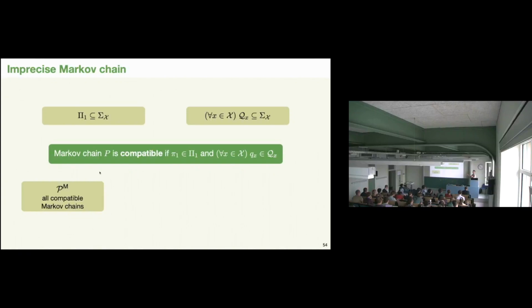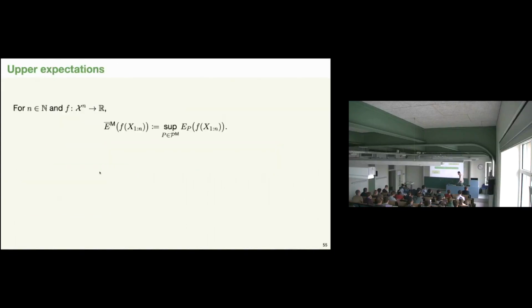We want to do inference, right? We want to compute the expectation of functions because we need them to make decisions or something like that. And so again, I'm only going to consider finitary variables. And now the upper expectation or the lower expectation. We have a set of models, so we don't have a single expectation, but a range. And I'm interested in tight lower and upper bounds on this range of possible values. So I'm going to consider upper expectations, but you can always consider lower expectations and take the infimum everywhere if this is more your cup of tea. But I will use upper expectations. So the upper expectation of a function of the first n variables is just the supremum over all compatible Markov chains of the expectation of this function for this Markov chain.